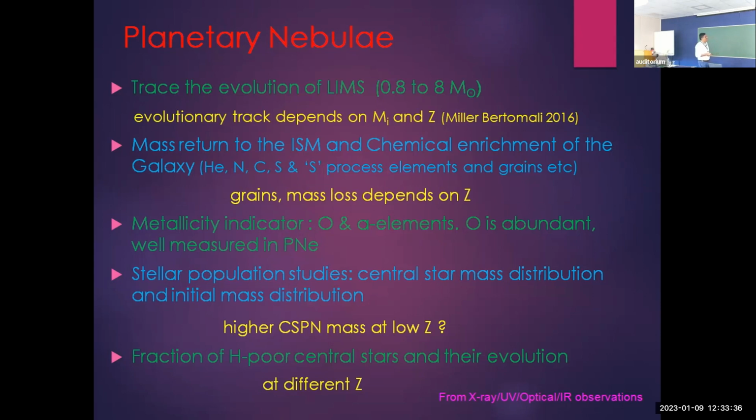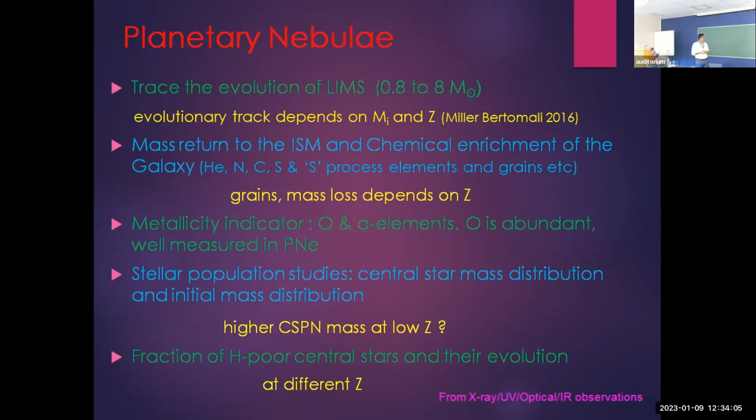The planetary nebulae play a very important role, especially for helium, nitrogen, carbon, sulfur, and s-process elements, and also different types of molecules and grains. These are synthesized in the atmospheres of the AGB stars, and they are thrown out to the interstellar medium, enriching the galaxy. And again, the type of grains, the amount of grains, everything formed, and the mass loss rate, everything depends on the metallicity. Is that okay?